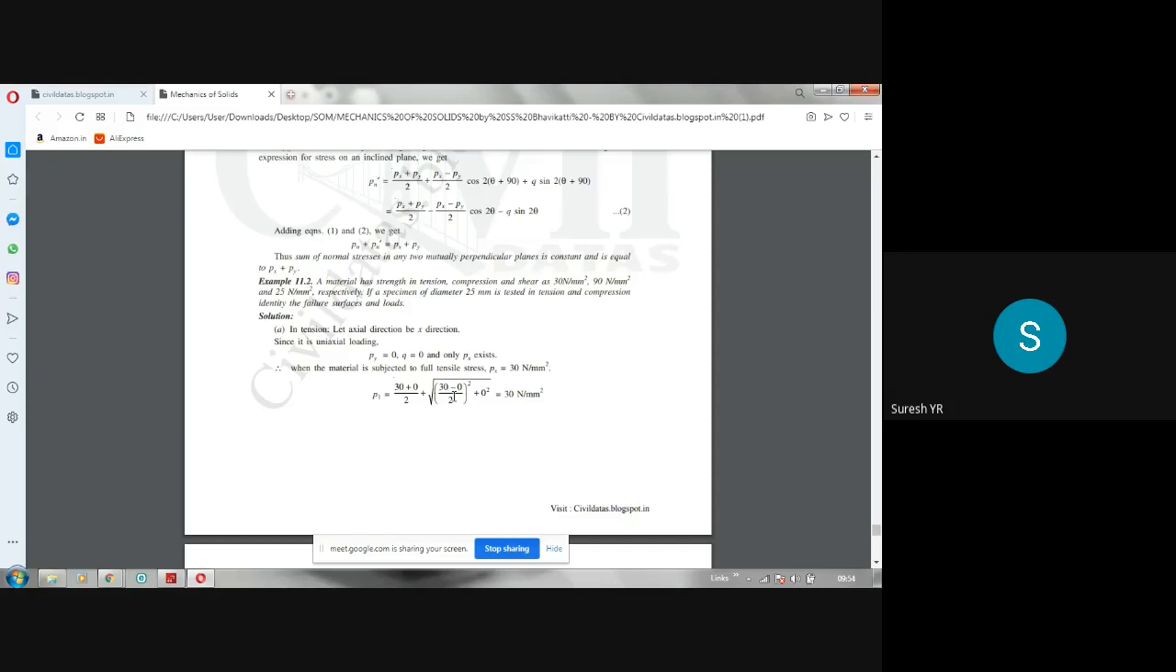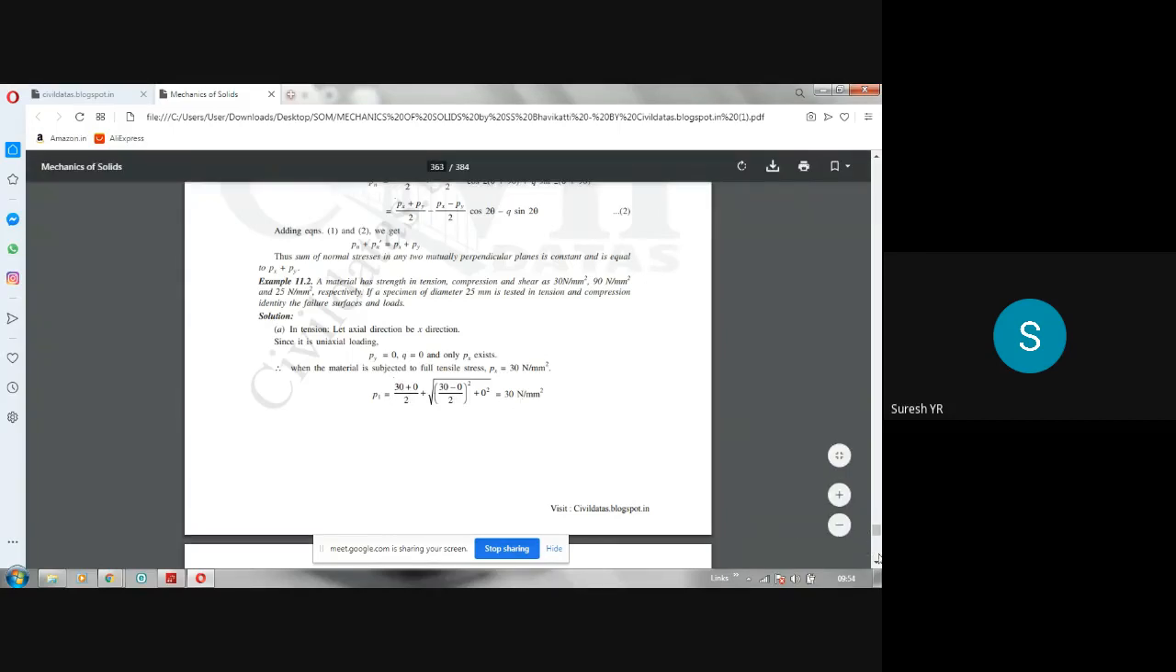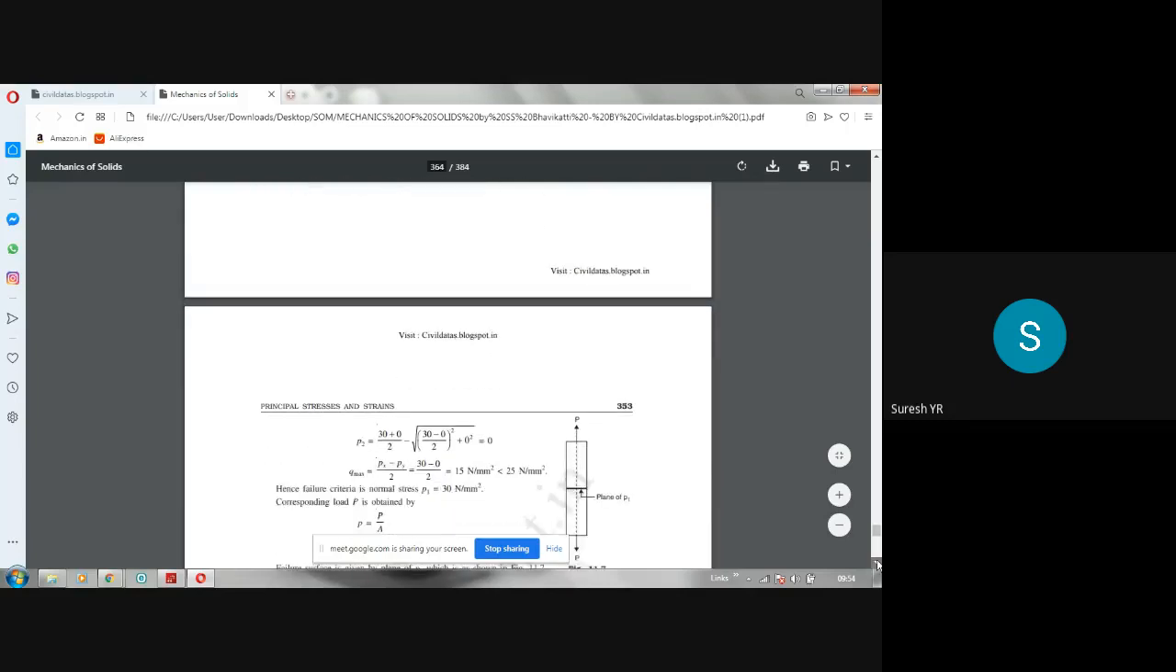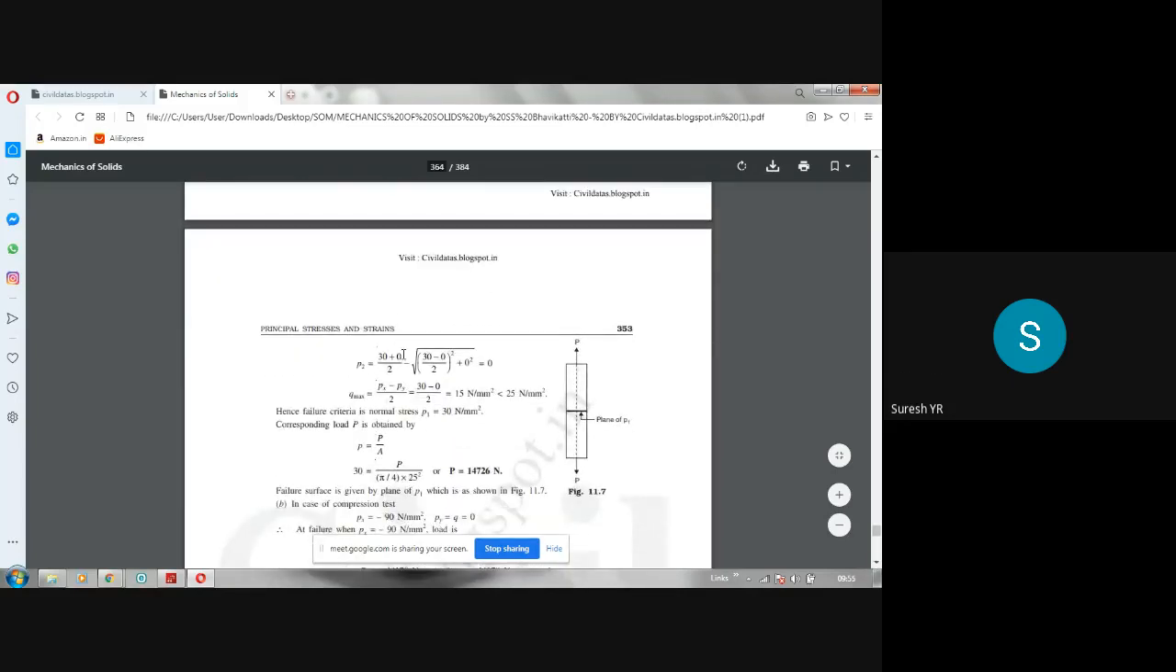Substitute and see what major stress we get. You know the major principal stress formula: P1 equals Px plus Py divided by 2 plus square root of (Px minus Py divided by 2) whole square plus Q square. This is the formula for major principal stress P1. When we substitute, Py is 0, Q is 0, only Px, so you get 30 as the answer. So P1 is equal to 30. Major principal stress when the material is subjected to only tension is 30 Newton per mm square. Minor principal stress becomes 0, because in the middle we have to take the minus sign.